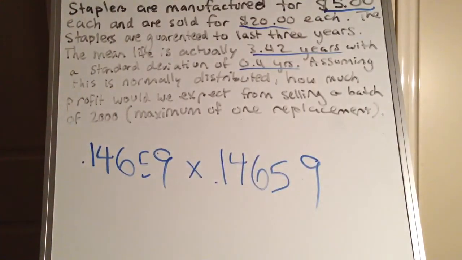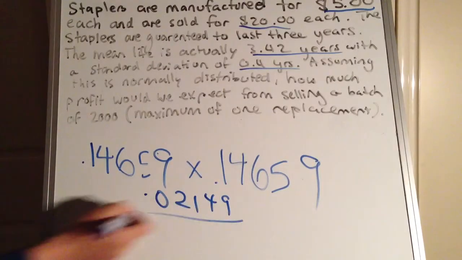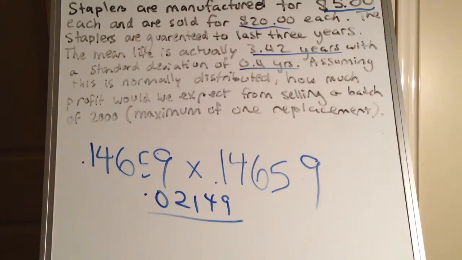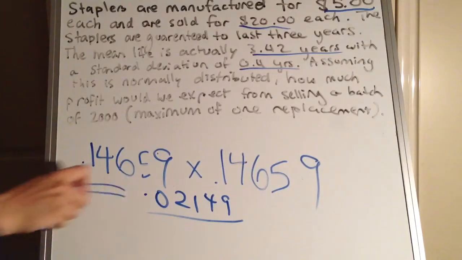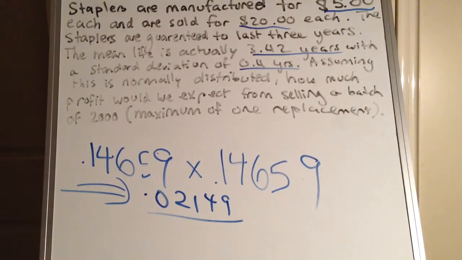But if we were to calculate that, we would get something like 0.02149. And because of that, it means it's highly unlikely for someone to get a dud stapler twice. 2 in 100 is the probability. So again, that gives you a little sense of context, because of course it says a maximum of 1 replacement is assumed. However, in theory, you can actually have 2 replacements. And it gets even smaller with 3 replacements.